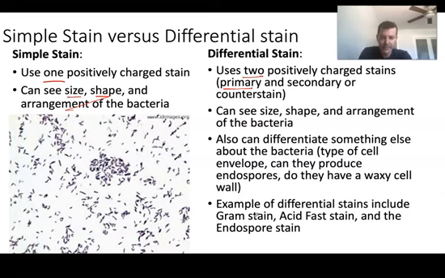If you put an unknown bacteria through a Gram stain and it results in a purple stain, we conclude that's Gram positive. You put a different bacteria through and it stains pink, we say, oh, that means it's Gram negative. And so, yes, you see the size, shape, and arrangement, but you learn something above and beyond, something you can differentiate.